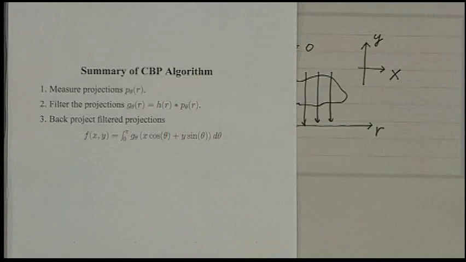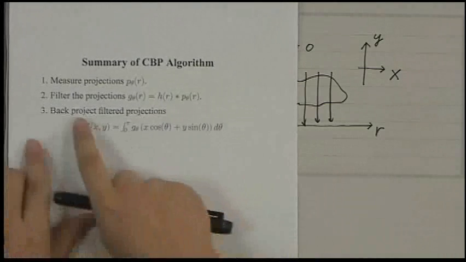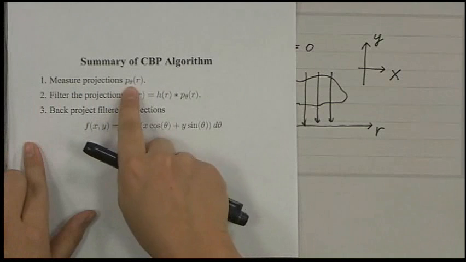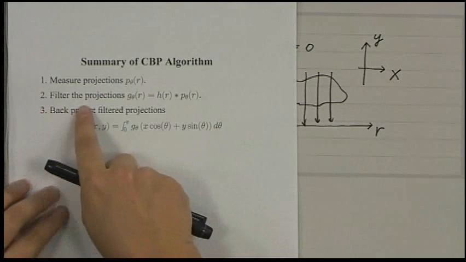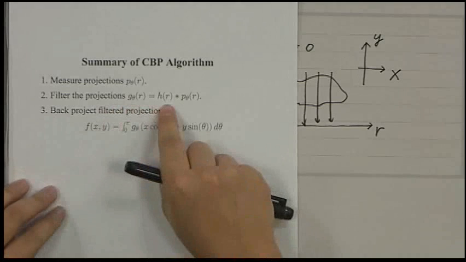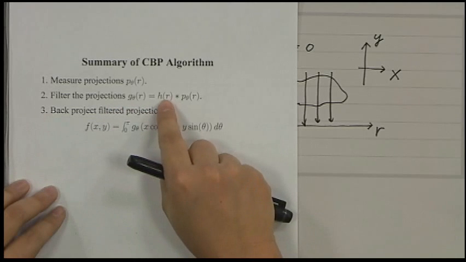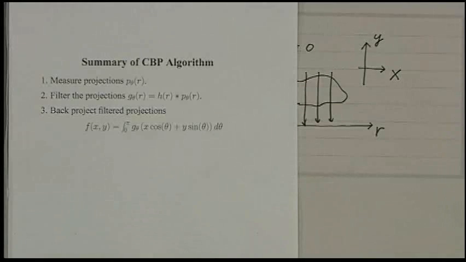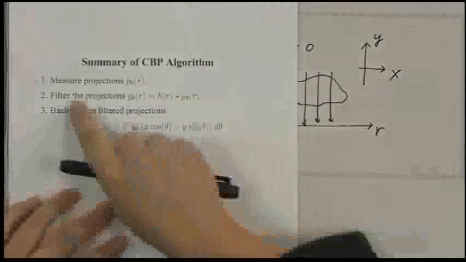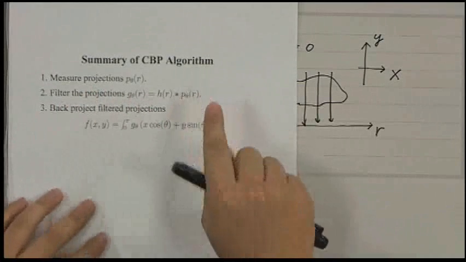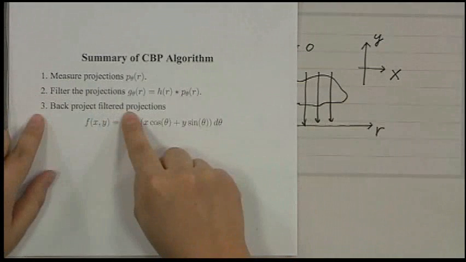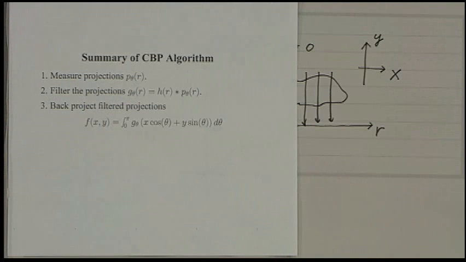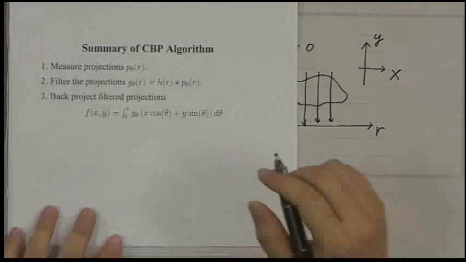So convolution back projection is like this. First we measure the projection onto a line with angle theta, and then we filter the projections. Actually, this filter is a high-pass filter. I will explain why later, but anyway, we apply some kind of filter on this projection data. And then after we apply the filter, we do a back projection. Okay, what's a back projection? Back projection is like this.